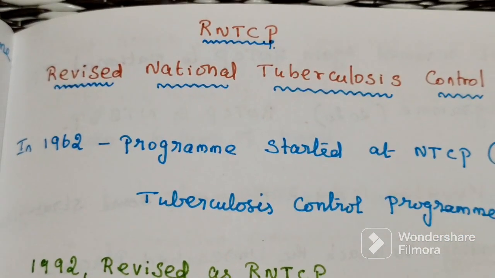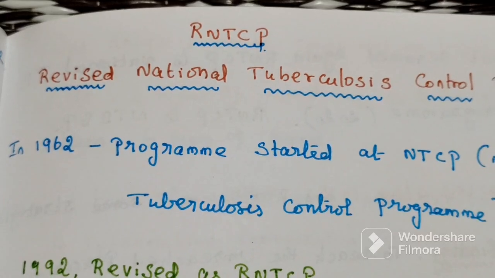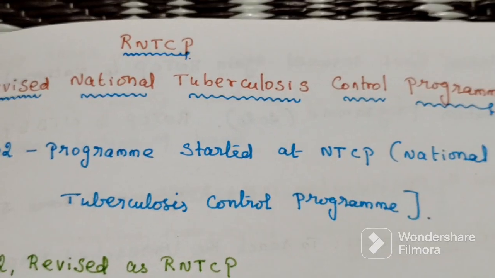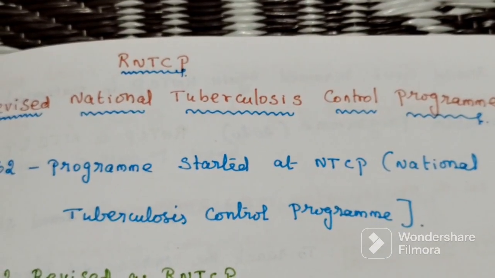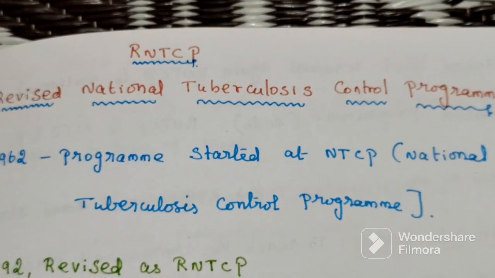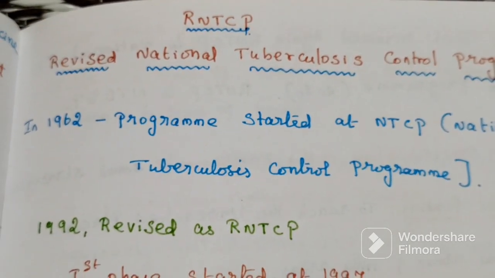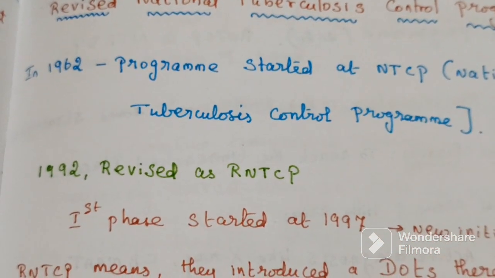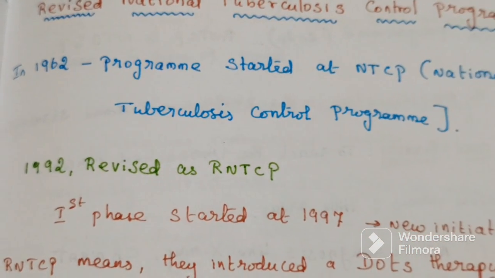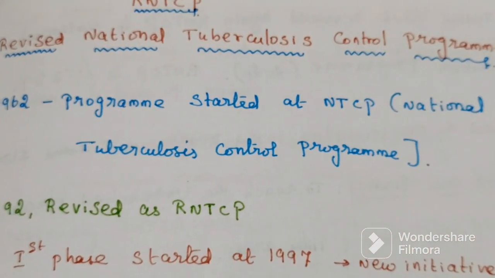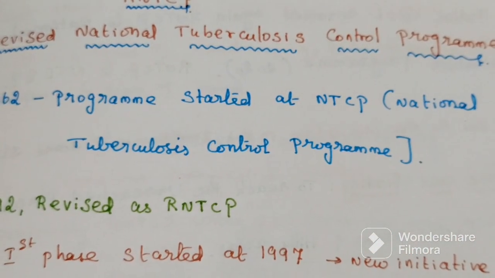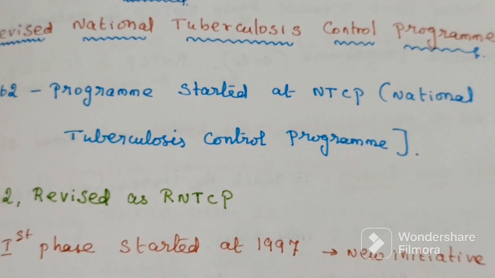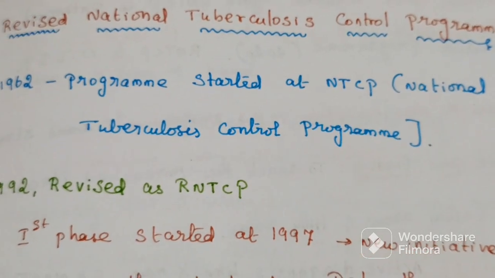In this video, we'll discuss RNTCP, the Revised National Tuberculosis Control Program, one of the National Health Programs. First, see the history of that program. In the year 1962, the program started as NTCP. NTCP stands for National Tuberculosis Control Program.